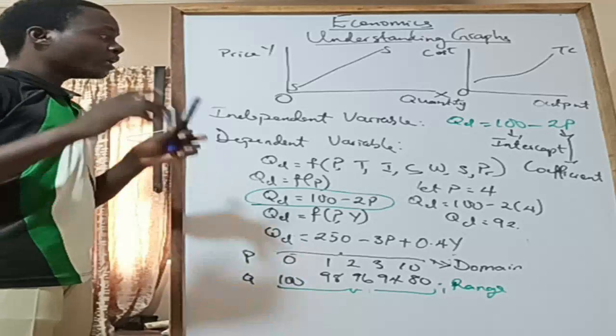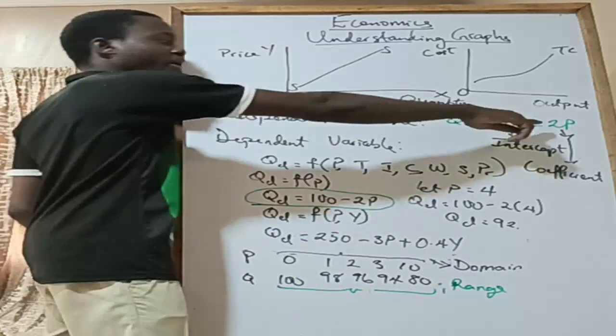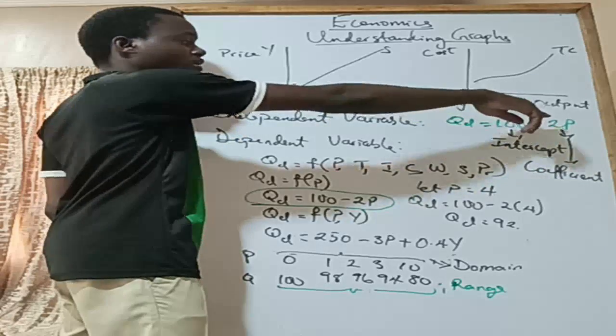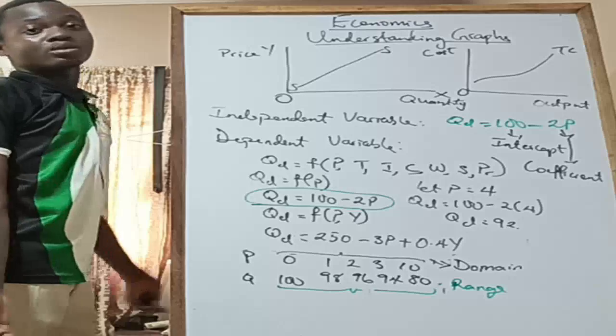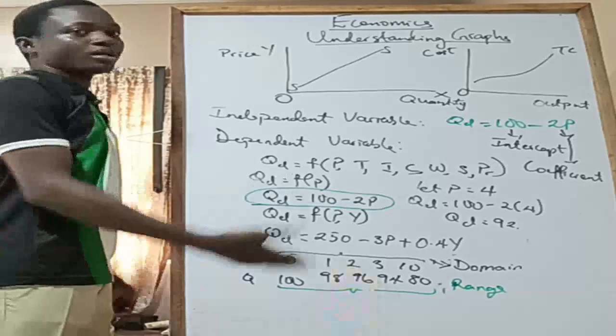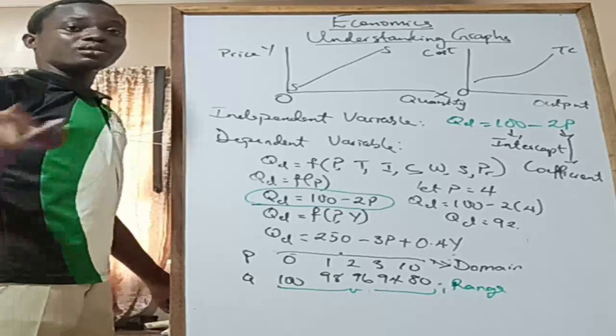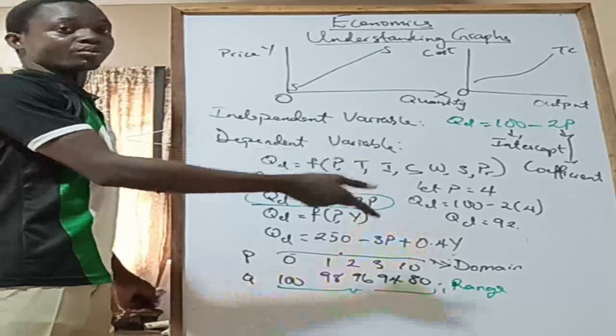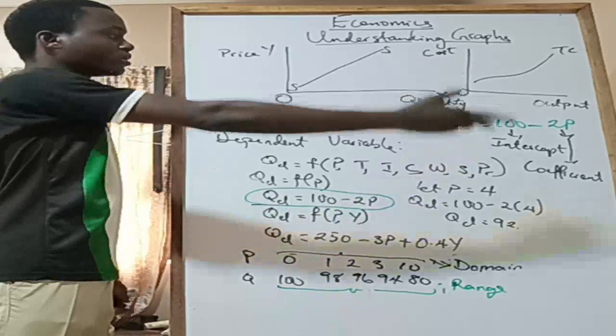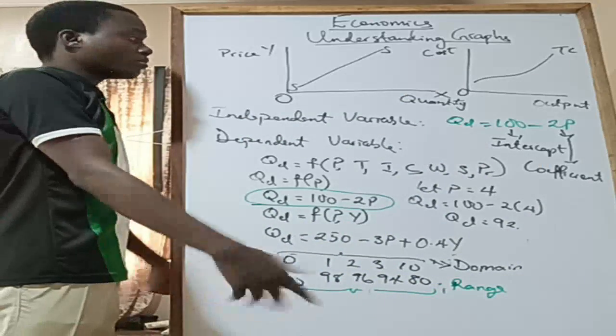It's simply because when price, for example, here is 0, if price is 0, QD is 100. So that's just it. When there is no price on the product, quantity demanded is 100. So to tell you that something else is determining the quantity demanded of this product, besides the price of the product. Yeah. So when price is 0, maybe the product is free, and I don't know.